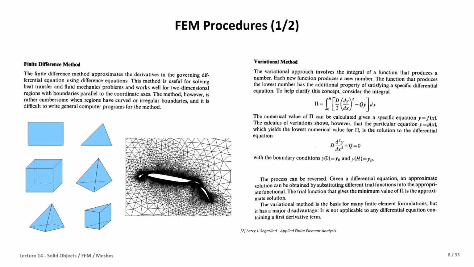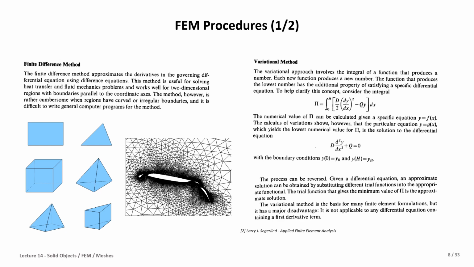But when we look at the finite element method, for example, one of the procedures in this method is the variational method. The variational method involves the integral of a function that produces a number. Each new function produces a new number. The function that produces the lowest number has the additional property of satisfying a specific differential equation.